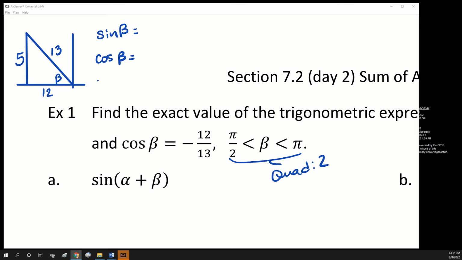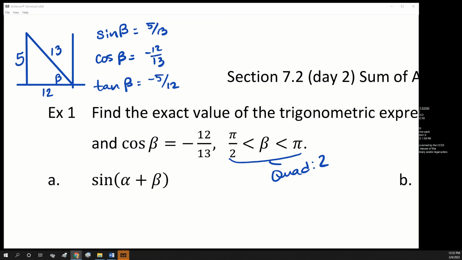All right, so you guys take that triangle, write down the sine, cosine, and tangent. They told us the cosine, but you could redo it if you wanted to. Okay, so be careful that your tangent and your cosine are both negative in quadrant 2.